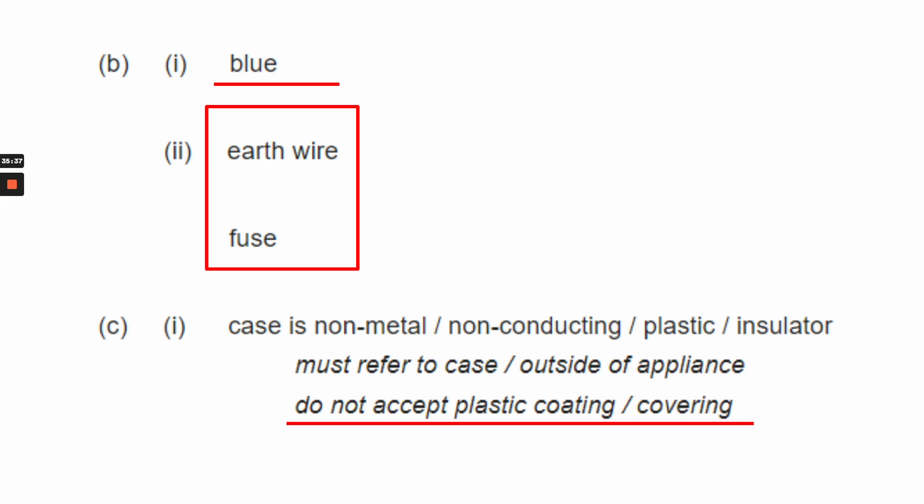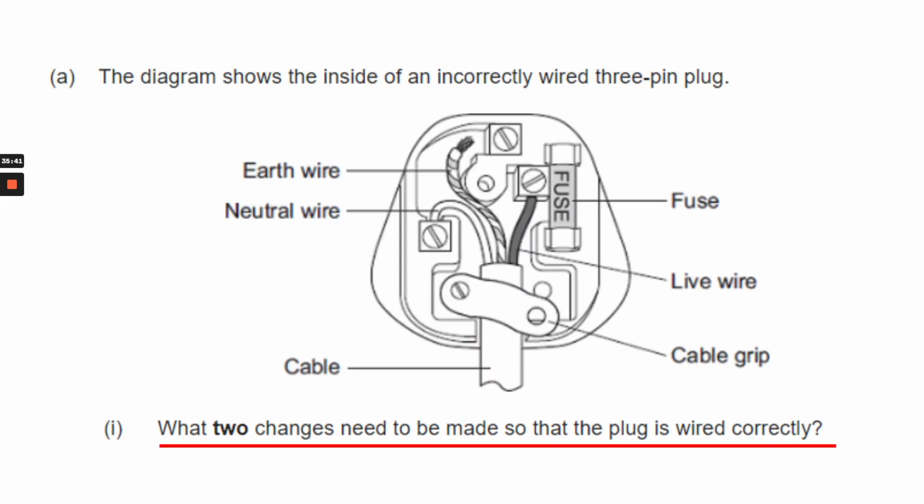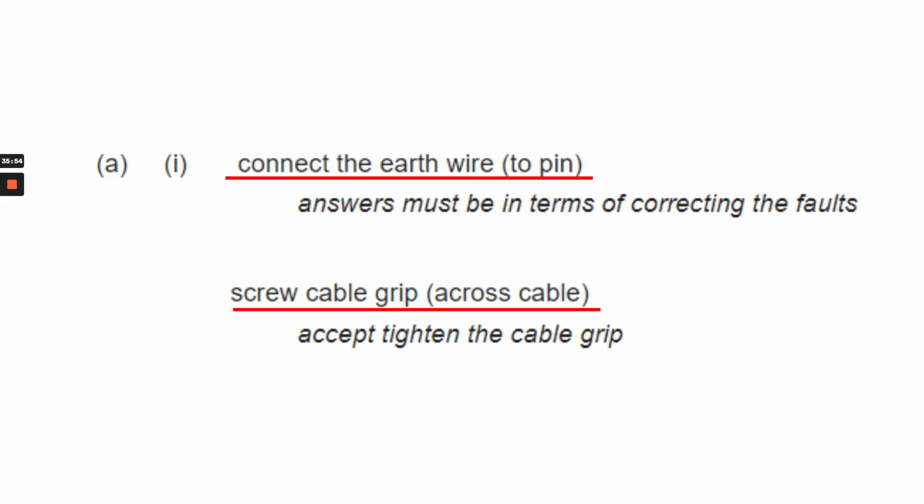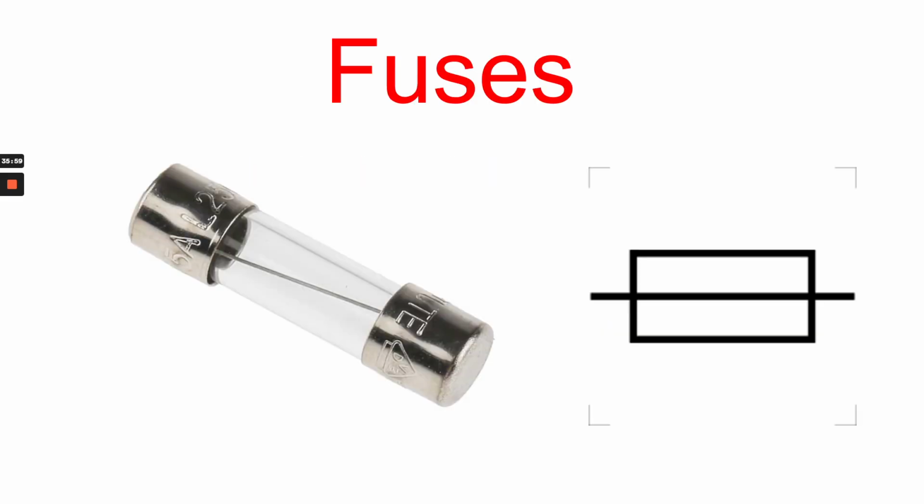Do not say plastic coating. It's actually made of plastic. Now, what's wrong with this diagram? Well, I'm looking up top and I'm seeing that the earth wire isn't connected, and the cable grip as well. But being honest, in an exam under pressure, I might have got this wrong, but it's only worth 2 marks, so I wouldn't worry too much about it. It's a real "suggest" higher level question.